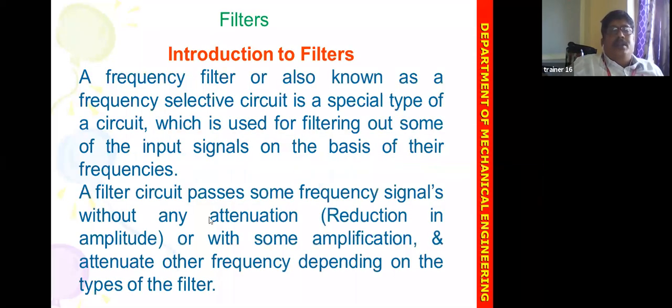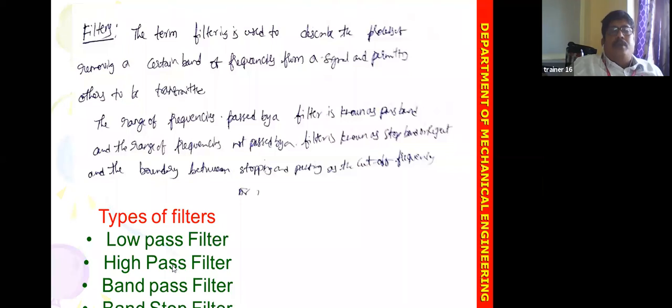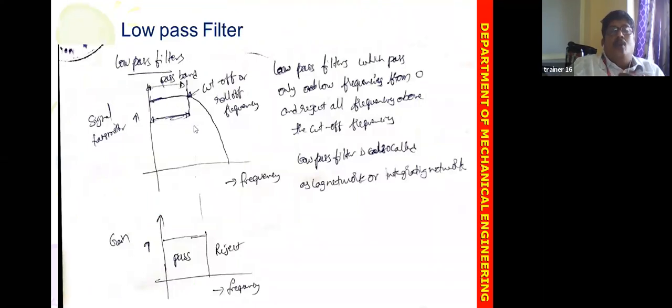There are four types of filters: low pass filter, high pass filter, band pass, and band stop. In the low pass filter, only a low range of frequencies from zero will be passed, and the remaining, that is above the cutoff frequency, are eliminated. That is called a low pass filter. You can also call it a lag network or integrating network.